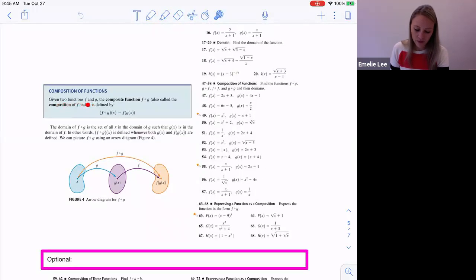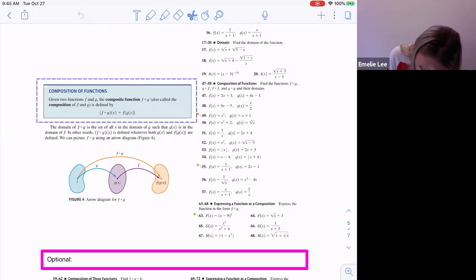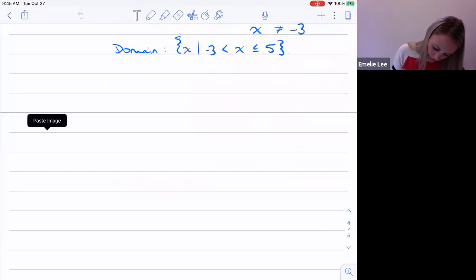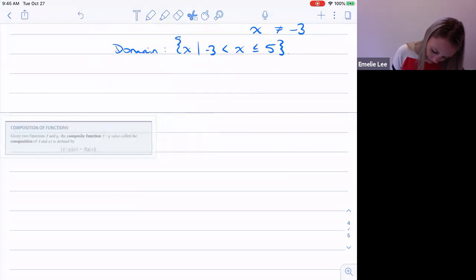So if we have two functions f and g, then the composite function f composed with g, which is also called the composition of f and g, is going to be f composed with g of x is the same as f of g of x. Okay, so let me copy this in here. Put it on a fresh page.